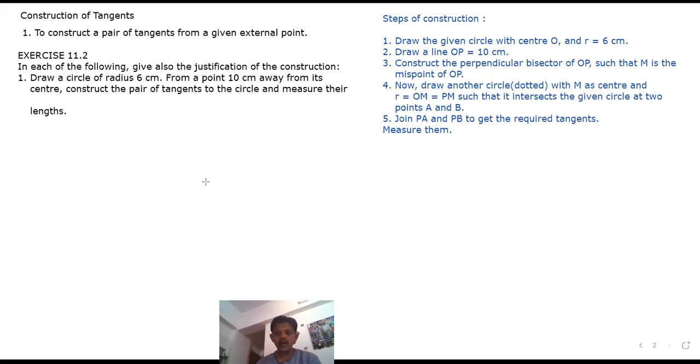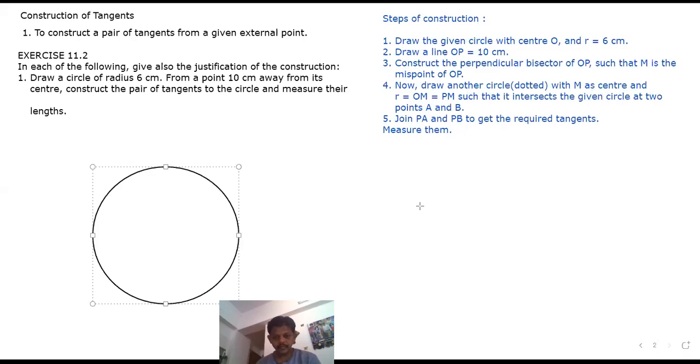They have told us draw a circle. So we have drawn a circle of radius 6 and center O. Draw a line OP. Draw a line OP. So this is OP, which is 10 centimeters.